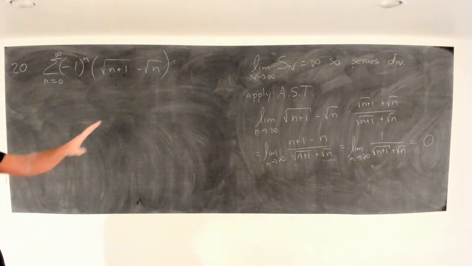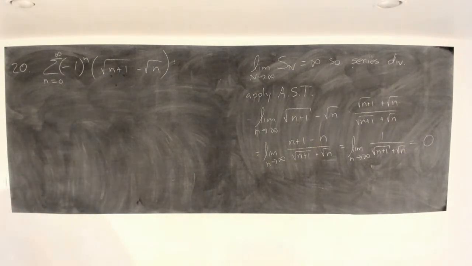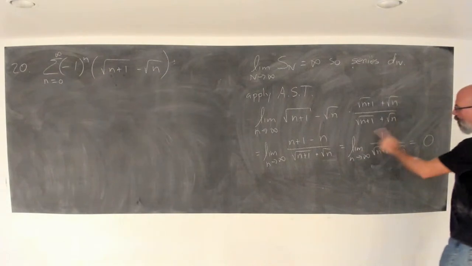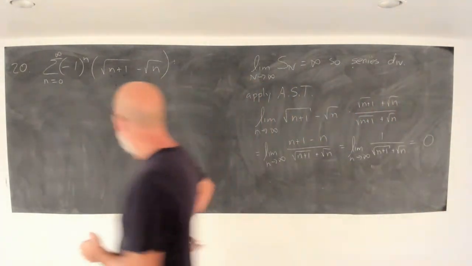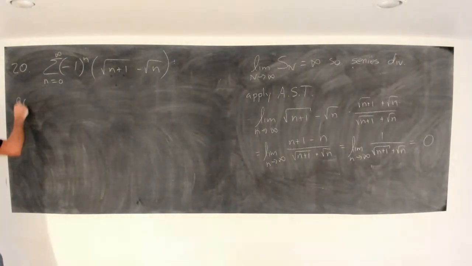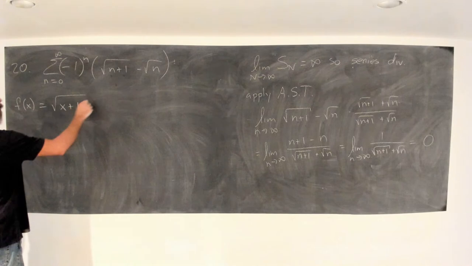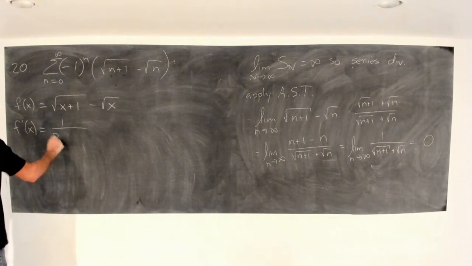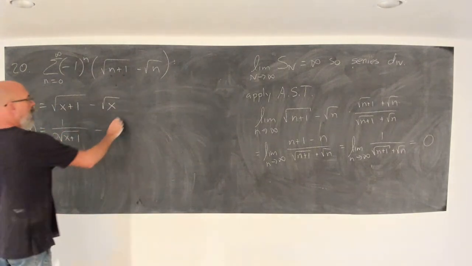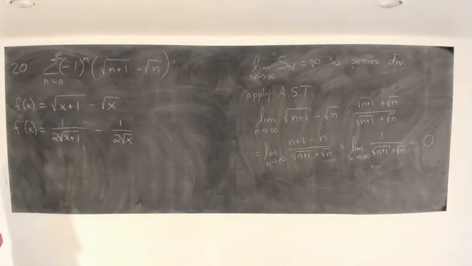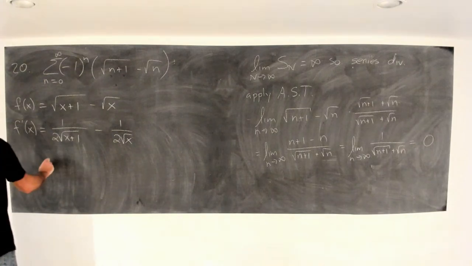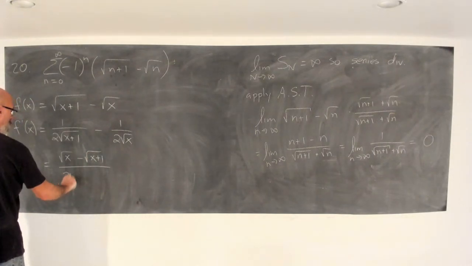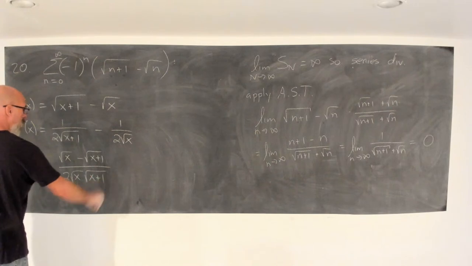Very well, the only thing that remains is to show decreasing, right? And instead of working with this, I can actually work with this. Doesn't matter whatever you want to do. If you define f of x as square root of x plus 1 minus square root of x, take the derivative, that's 1 over 2 square root of x plus 1, minus 1 over 2 root x. And if you put everything back over a common denominator, this is root x minus root of x plus 1 over 2 root x root x plus 1.